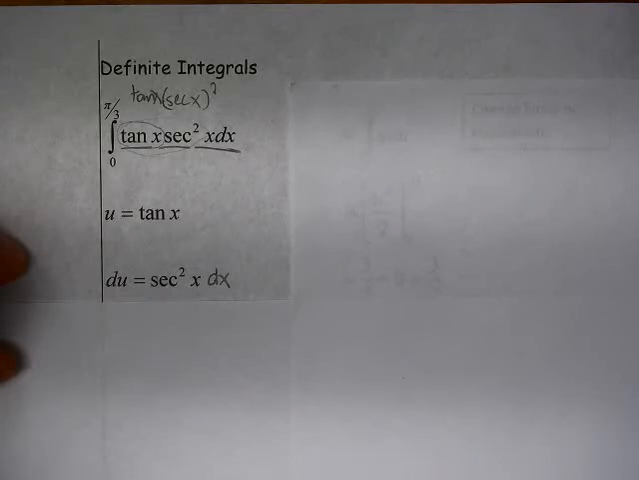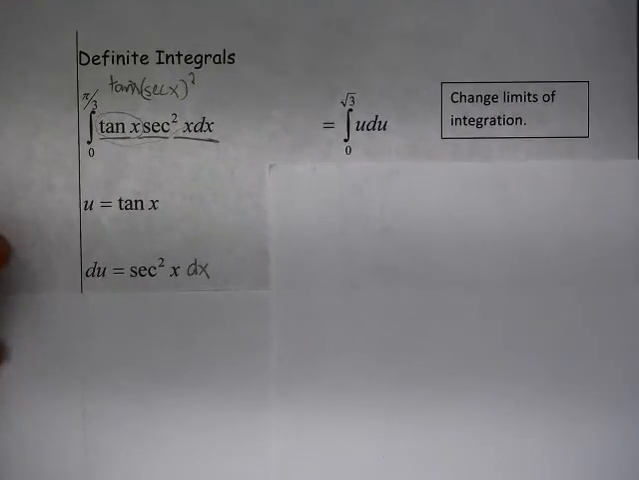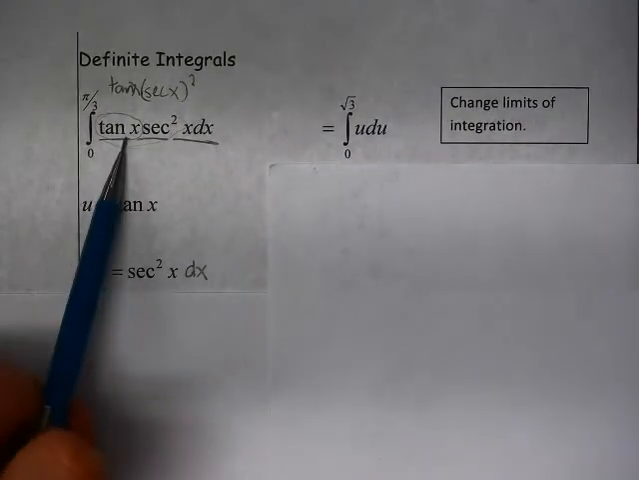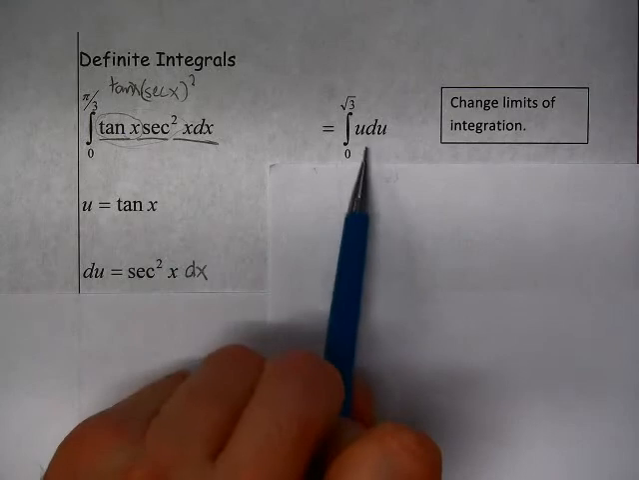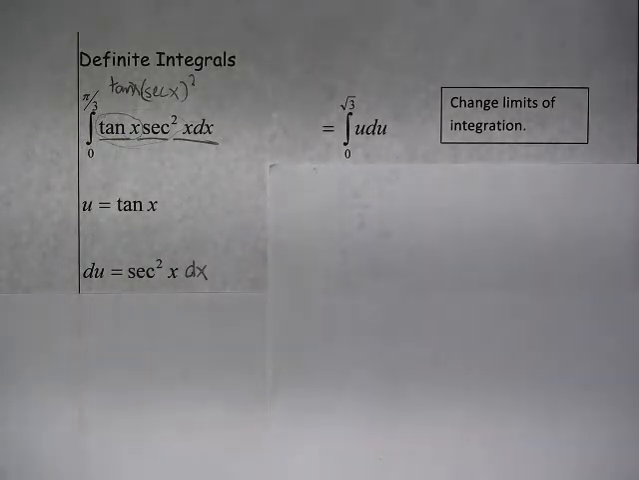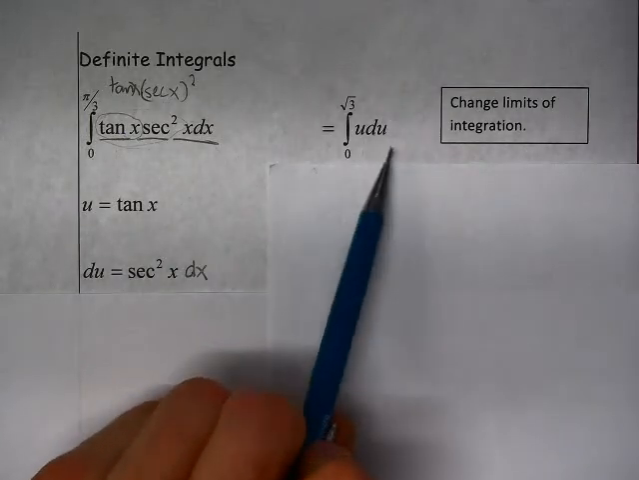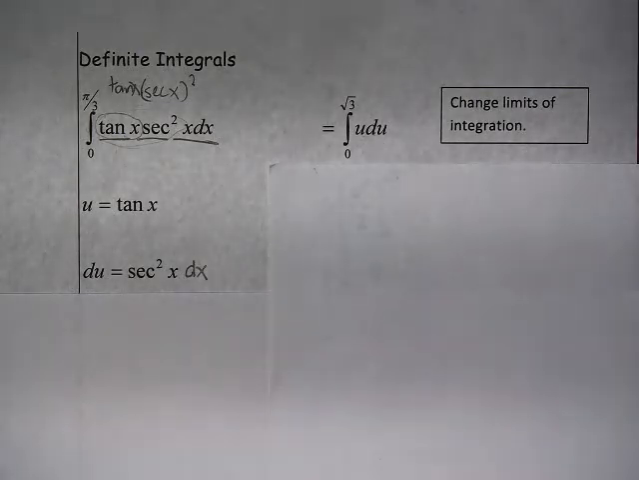Right. So what I'm going to do here is make that U substitution, so I rewrite this integrand, tangent of x secant squared of x dx, as U du. So again, the U is the tangent of x, the du is secant squared x dx.